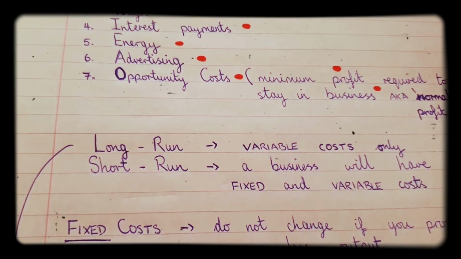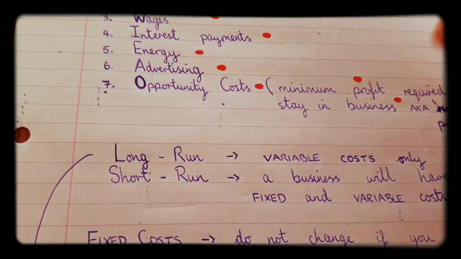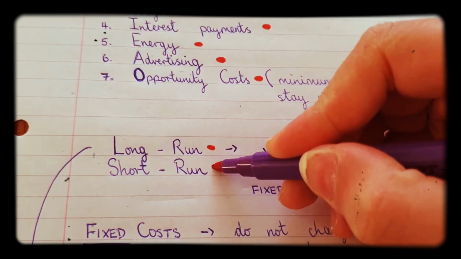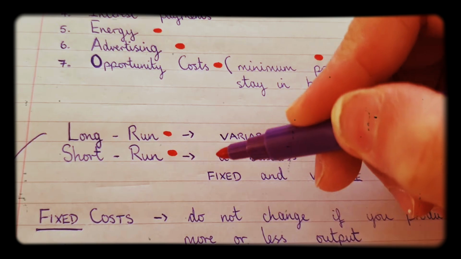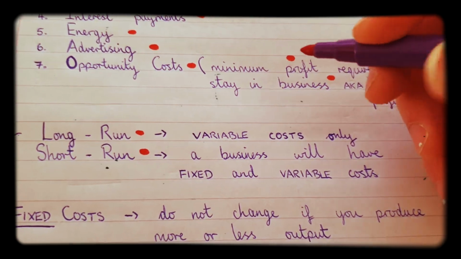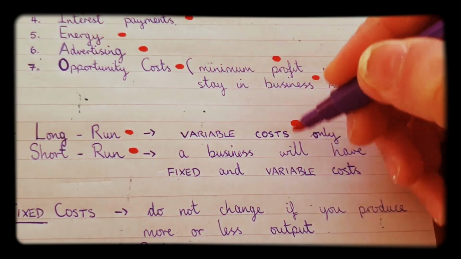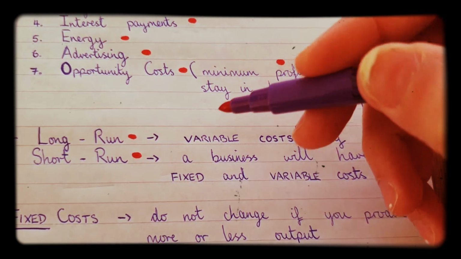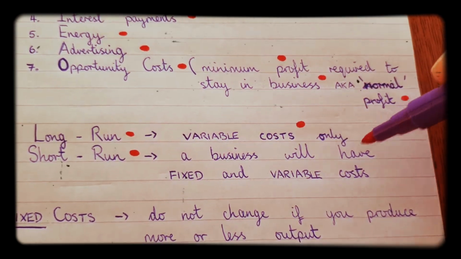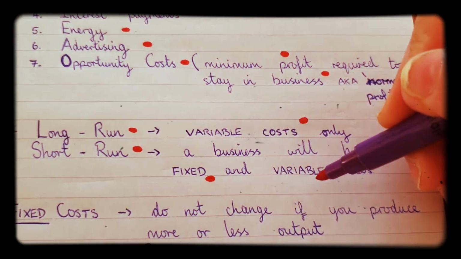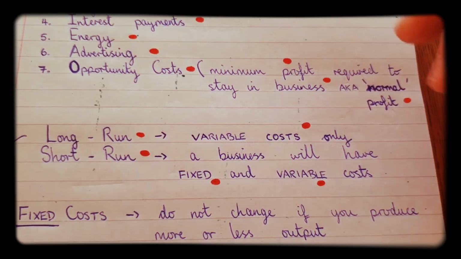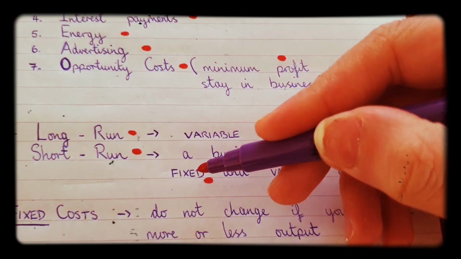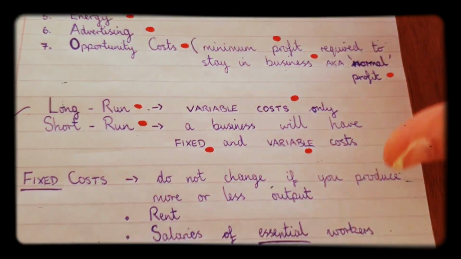So costs, we have the long run costs and short run costs. The main thing that distinguishes long run and short run is that in the long run there are only variable costs, so all costs are variable. In the short run, a business will have both fixed and variable costs. So you might be wondering, what is a fixed cost and what is a variable cost?